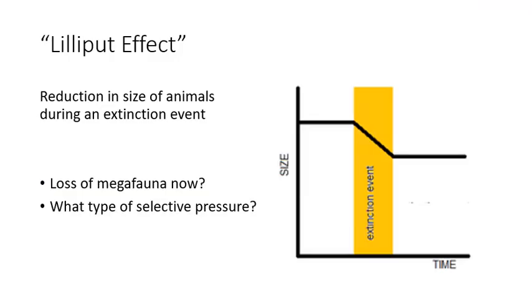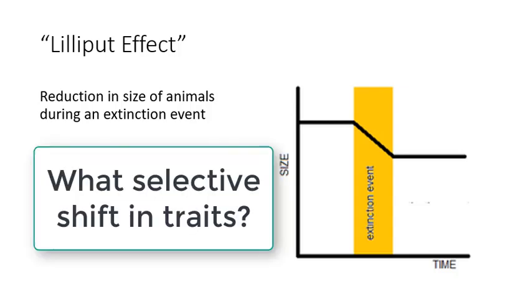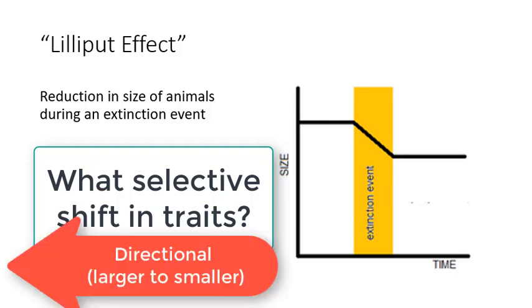We're currently seeing a similar Lilliput effect now with the Holocene extinction. While this is natural selection, how would you describe the shift in these traits? This would be a directional shift. The traits for being smaller are more successful. The genetic variation shifts towards smaller sizes.